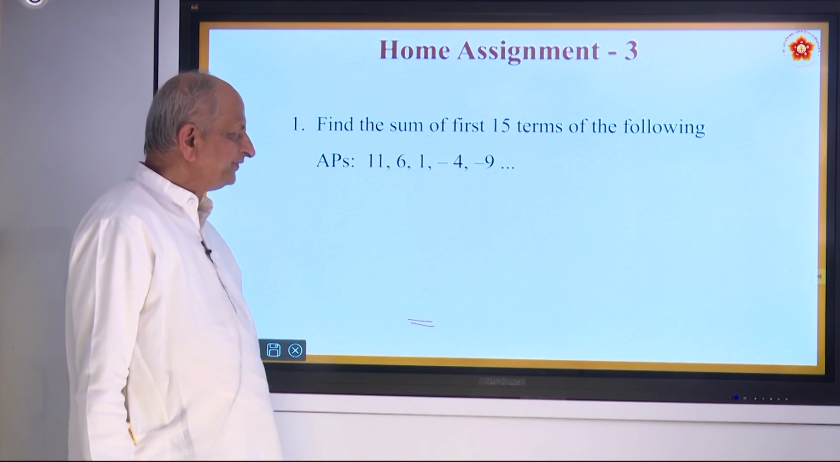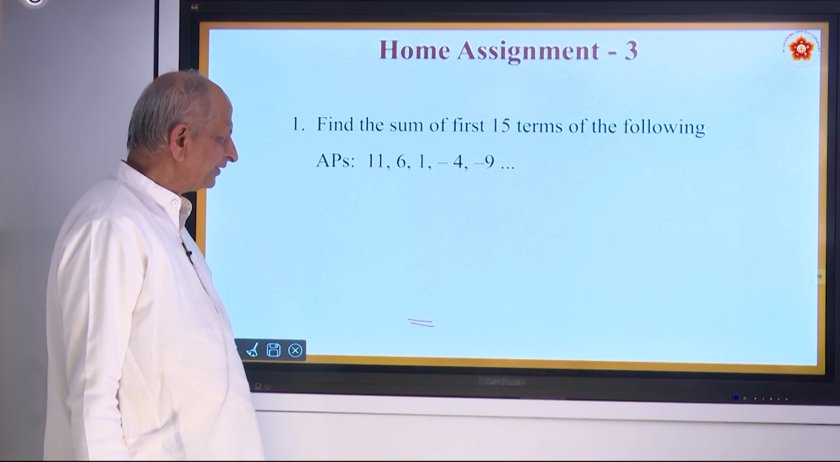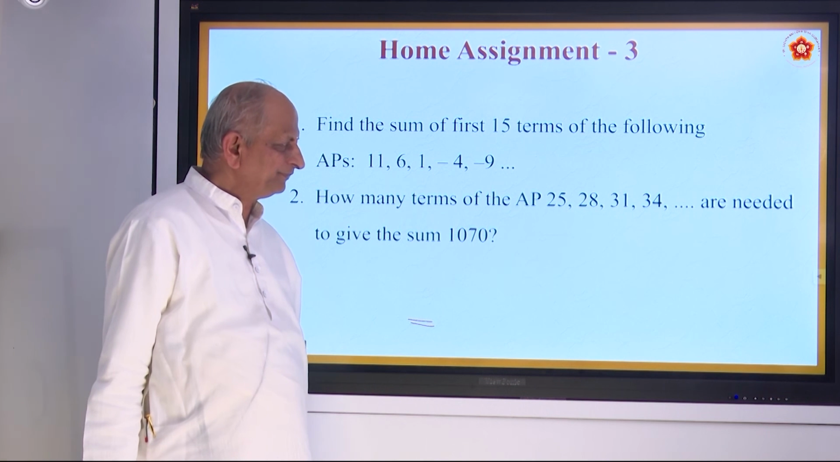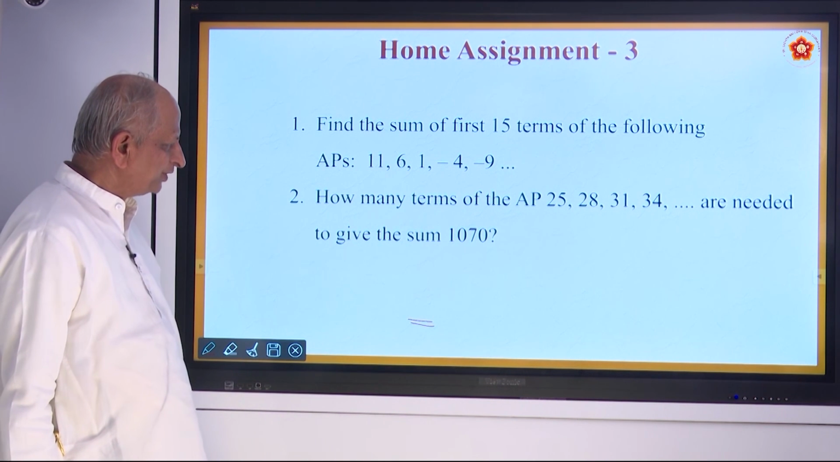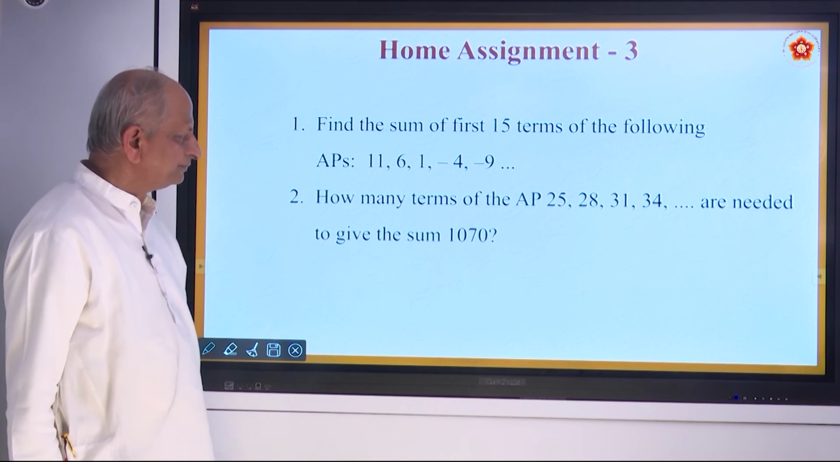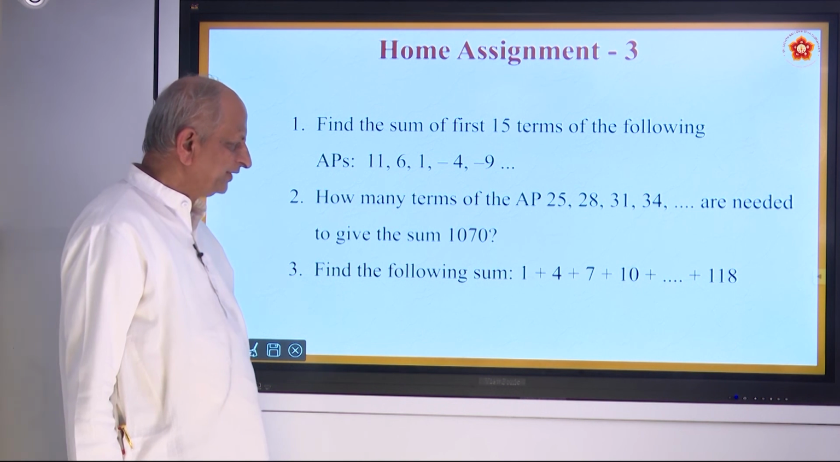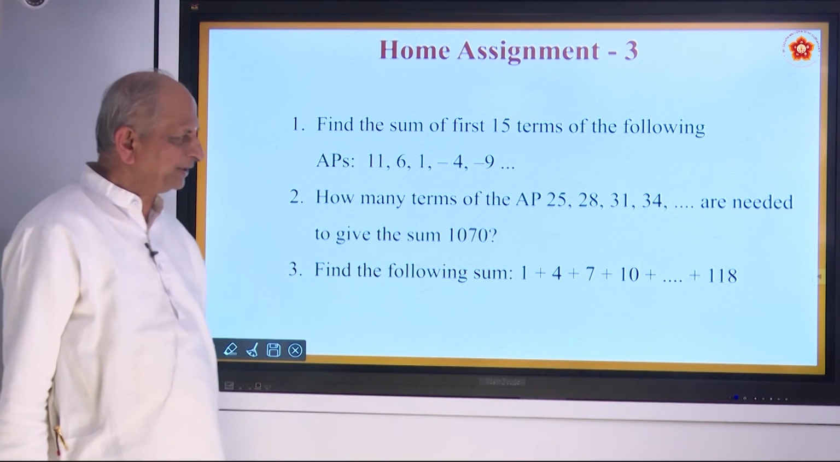Find the sum of the first 15 terms of the following: 11, 6, 1, minus 4, minus 9. Second question, how many terms of the AP 25, 28, 31, etc. are needed to give the sum of 1070? And third question, find the following sum: 1 plus 4 plus 7 plus 10 up to 118.